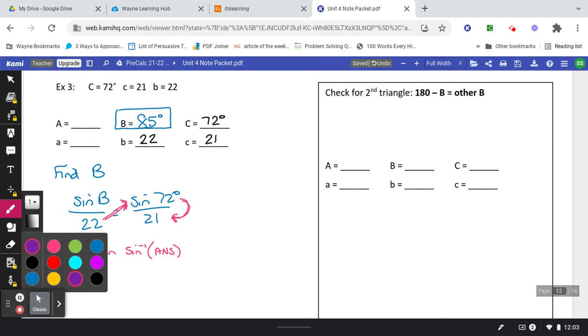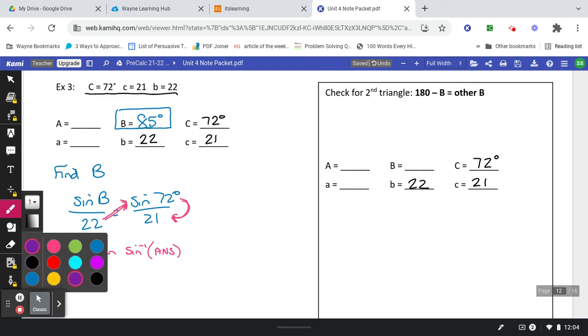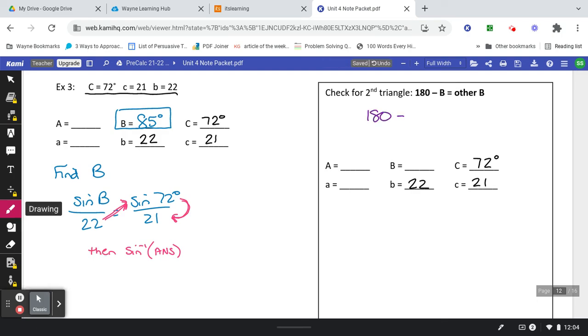Then as soon as you find that answer, you come over to the check for the second triangle. Put in the same 3 pieces of information that were given to you. And then to check for the second triangle, you do 180 minus the B, the 85. And that's going to give you potentially the other B. Subtract that in your calculator. 180 minus 85. That gets you 95 degrees.